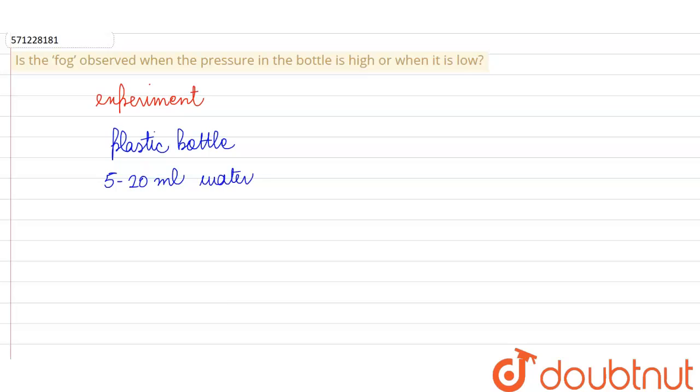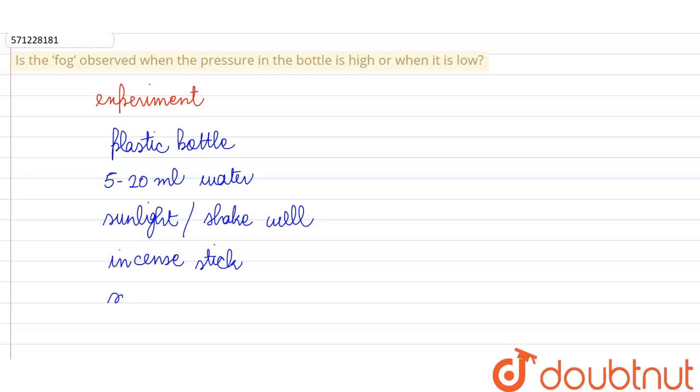and after this, we close the bottle and either we place it in direct sunlight or we shake it vigorously. So the water inside evaporates, turns into water vapor. We can say the air in the plastic bottle becomes saturated with water vapors. After this, we light an incense stick, and after opening the bottle, we allow some smoke from this incense stick to enter our bottle.